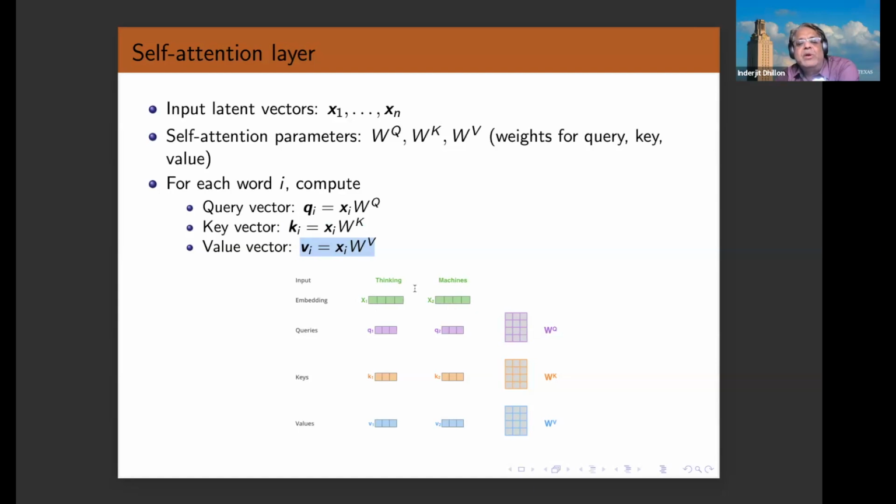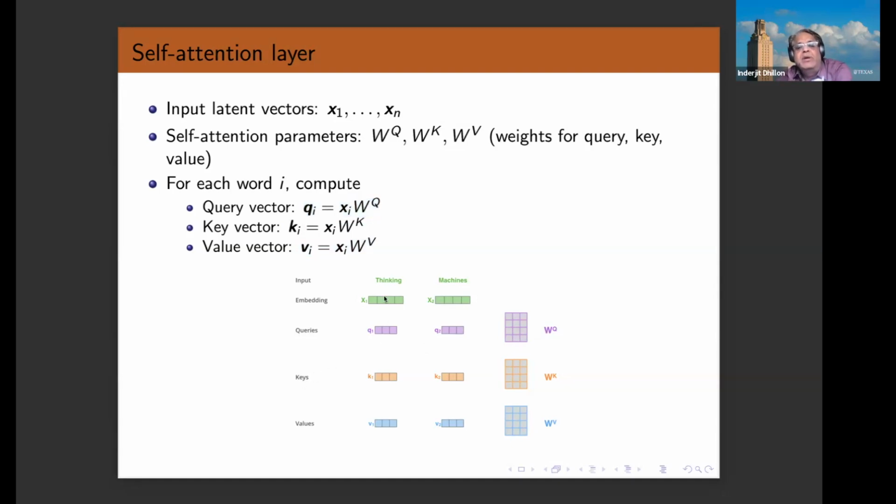So you can take x1 times WQ, that gives you Q1. You have x2 times WQ, and that gives you Q2. That's now the query vector, corresponding to each of the input tokens. So now you've computed 2 query vectors.